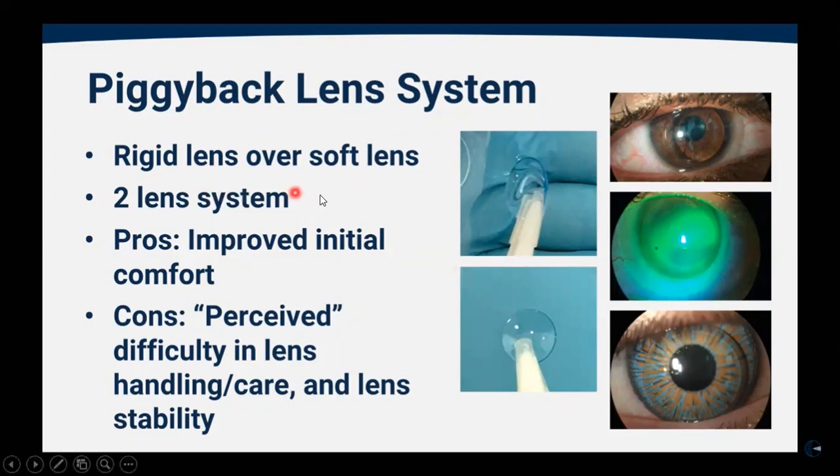Just a rigid lens over a soft lens. You put a soft lens first. So for example, if you look at this picture, here you can see this edge. This is a soft lens. So any normal silicone hydrogel soft lens of a power of minus 0.5 diopter you put on the cornea of the patient.